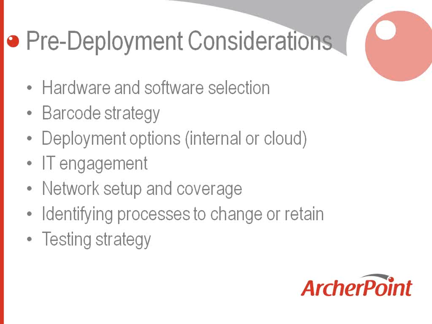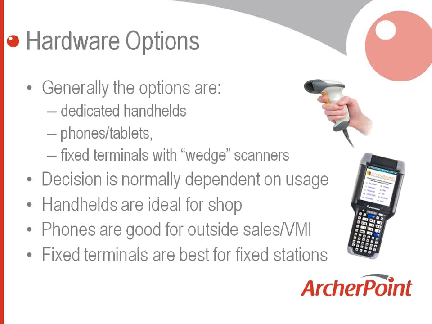Okay. Let's start with the hardware side of things. So when you're looking at hardware, what you want to look at depends on the application that you're using within your environment. You can use dedicated handhelds, one of these standard scanner type units that you've seen, I'm sure, before. Dedicated handhelds, phones and tablets, and fixed terminals with what we call wedge scanners, like a USB scanner.